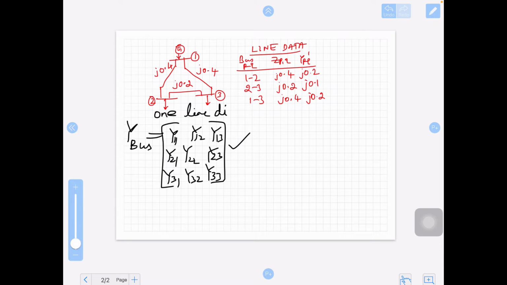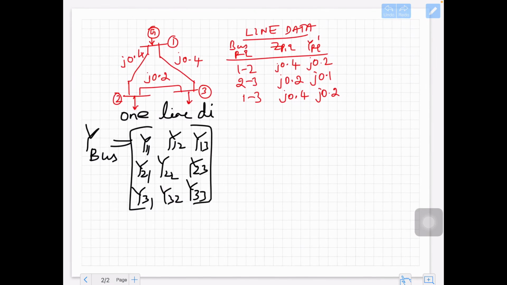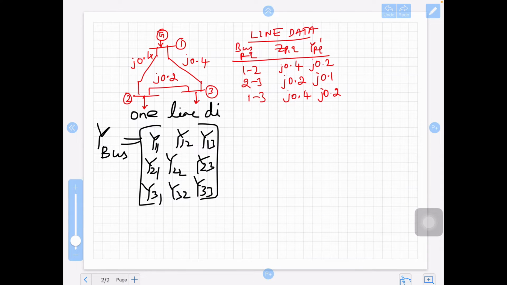As you all know, the Y bus is a symmetric matrix. So you only have to find the diagonal elements and one side of the off diagonal elements, and the remaining elements you can easily copy from the other rows. The line impedance and admittance are clearly given in the problem. This was already explained in my earlier video, so I am telling it briefly here. Here the one line diagram is given, and for the first step you have to find the Y bus.